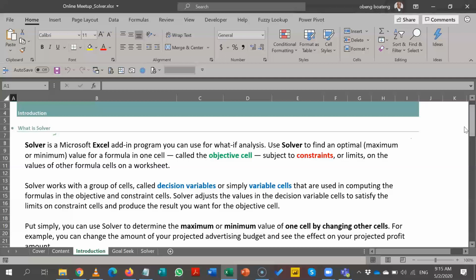Now, before we proceed, I need to be sure everybody has it installed. It is not installed by default. How do you install it? Okay, I'm going to go through shortly.